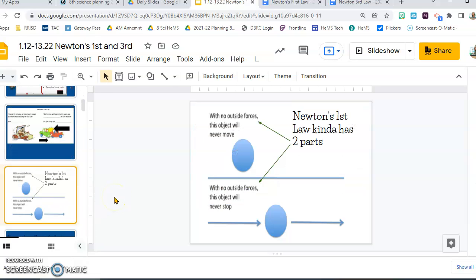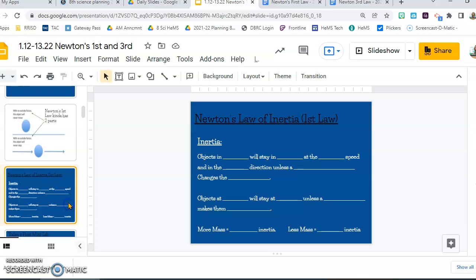So let's talk about Newton's first law, and it kind of has two parts. With no outside forces, that object will never move. But there's also, with no outside forces, this object here on the bottom that's moving is never going to stop moving. Unless, and let's talk about that.